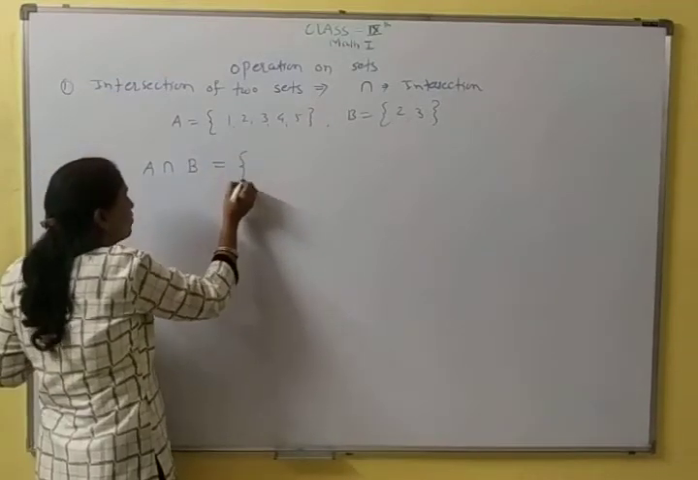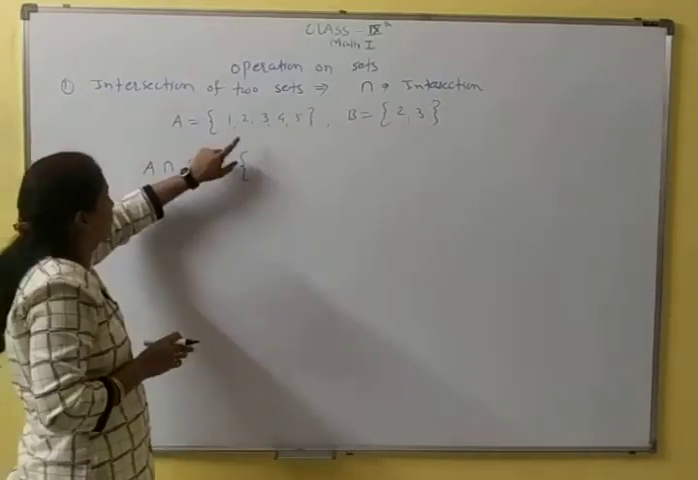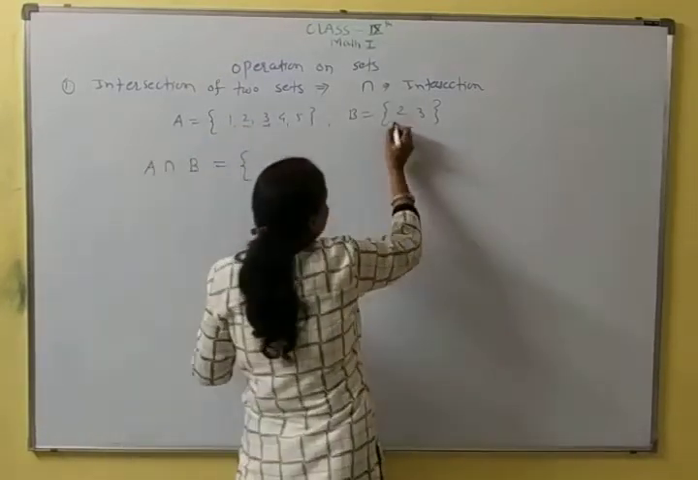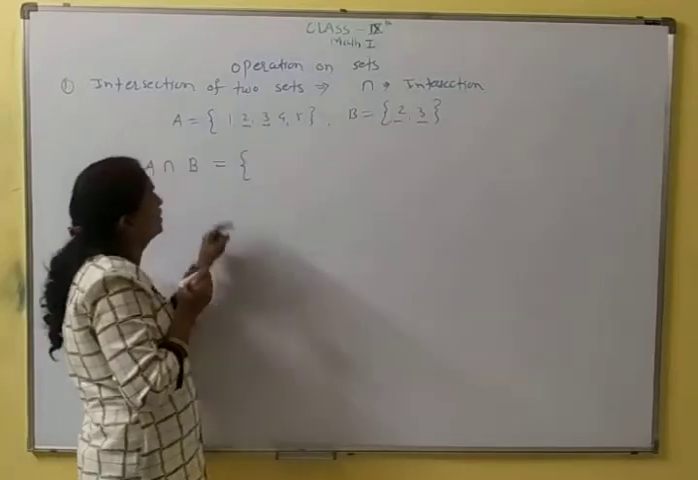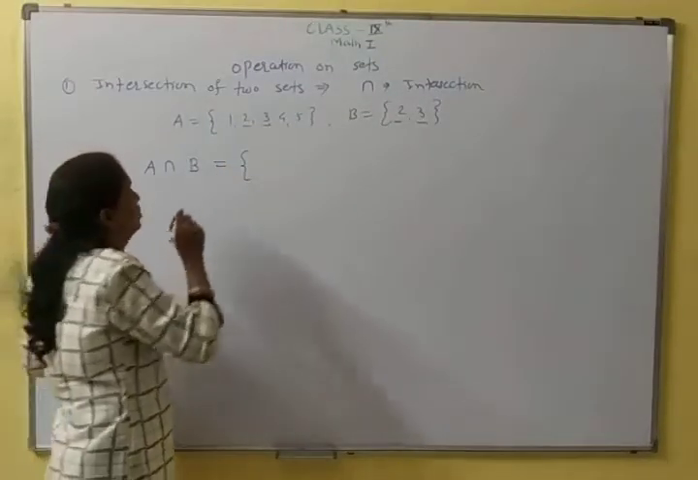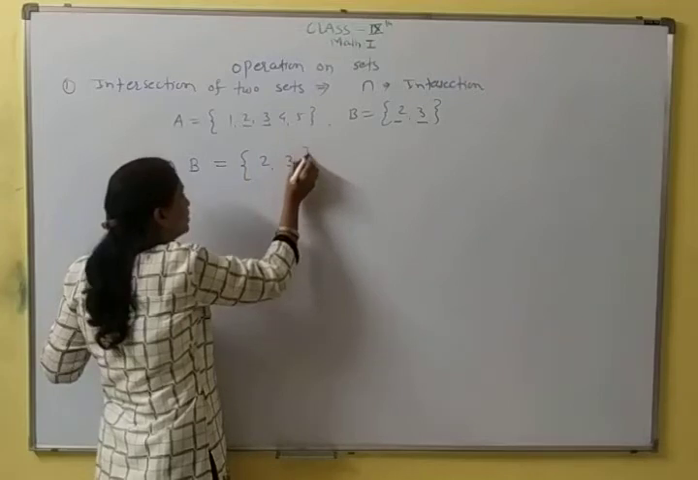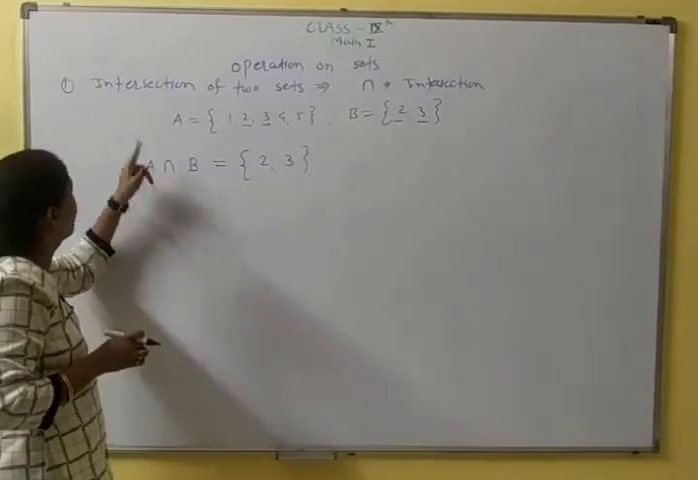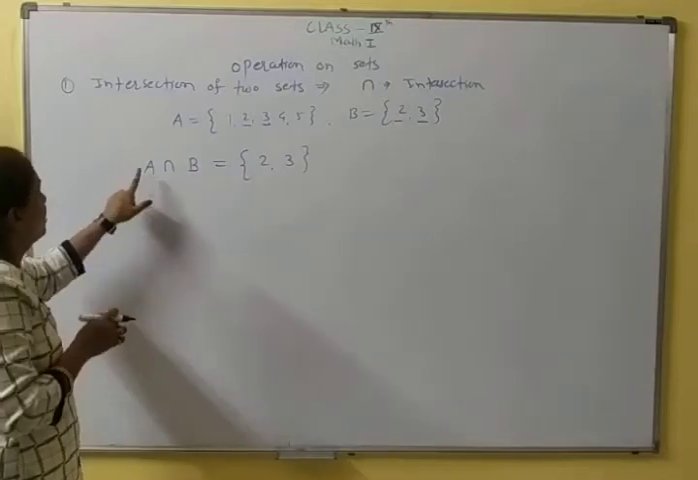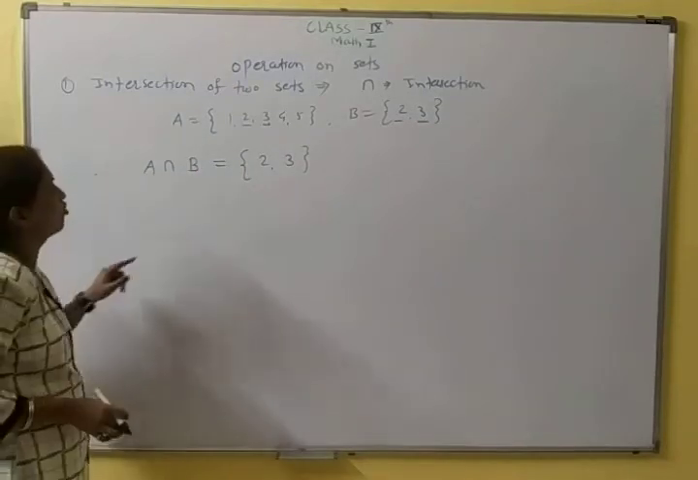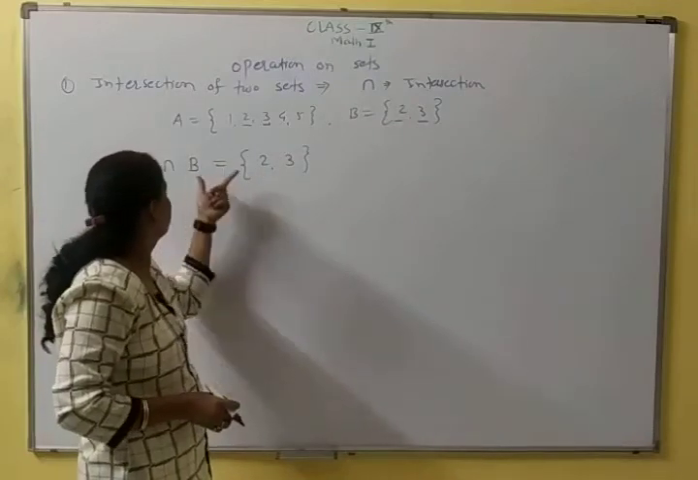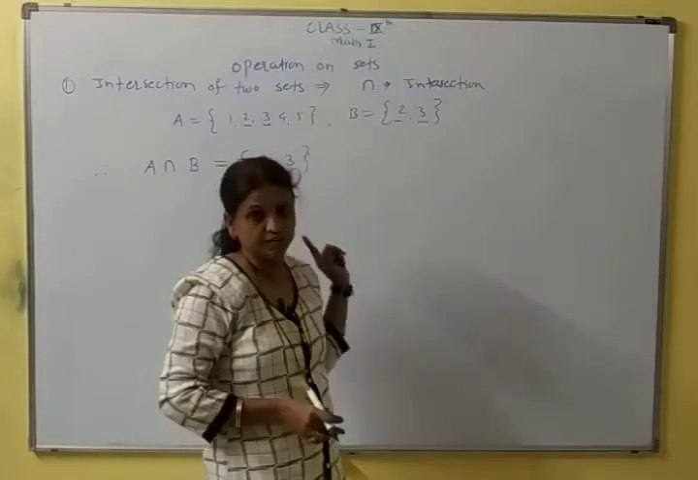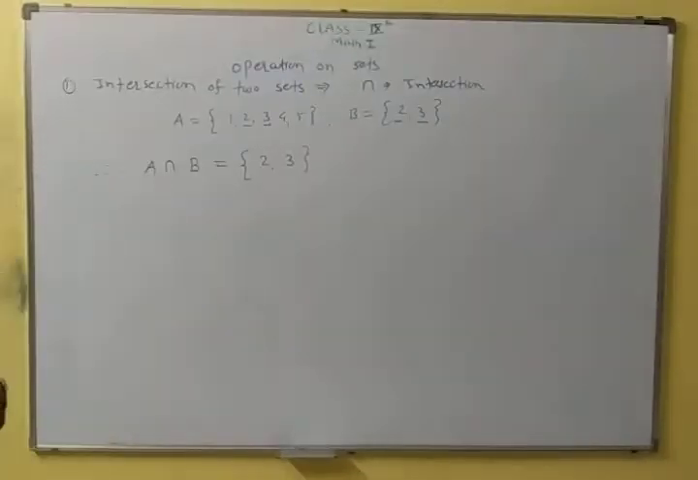Intersection means common elements in both the sets. Common elements means 2, 3. Here 2 and 3 both are common elements. So write down 2, 3. This set is the intersection of A and B. So A intersection B equal to 2, 3 means in the intersection set are all the common elements of the two sets.